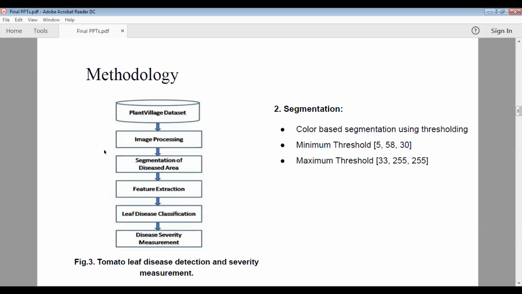I have used color-based segmentation using thresholding, and the minimum and maximum thresholds I considered here are for the color image. Actually, these thresholds I have used to segment the yellow and brown color from the leaf, because when the plant leaf gets affected by viruses, disease or bacteria, the color changes to yellow or brown. So these thresholds I use for the segmentation.